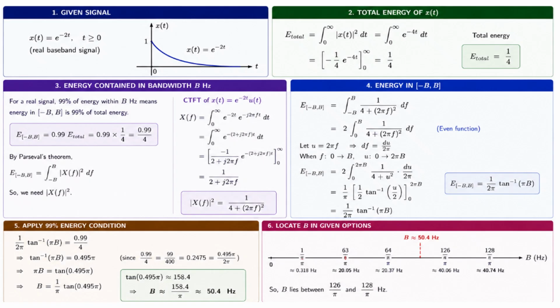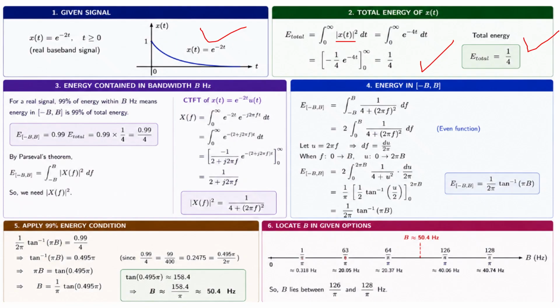In another manner, you can reanalyze the same question, as x(t) is already given here. You can find the total energy using the formula, the integral of x(t) whole squared dt, right? You can get the value, which is 1 by 4 also.